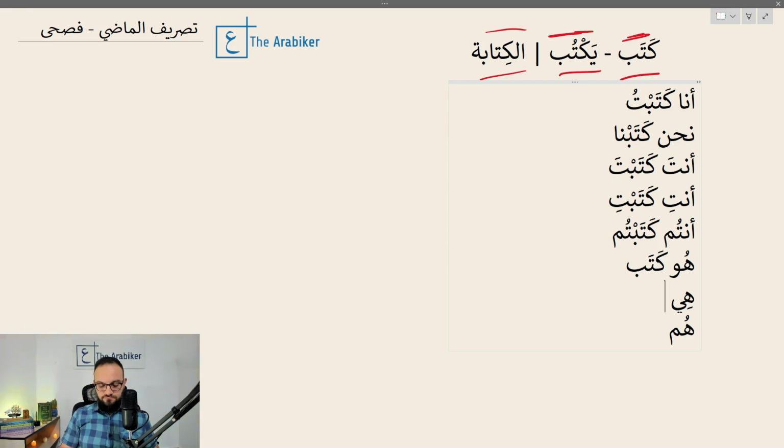كتب. For هي, we have كتبت. For هم we have كتبوا. And the alif here is there for some historical linguistic reason. It's not pronounced, but we have to have it in MSA. We say katabu. We don't say katabua.